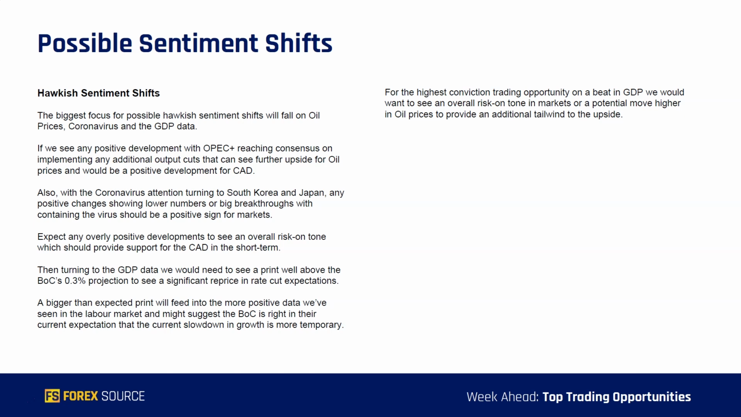Then also turning to the GDP data, we would need to see a print well above the BOC's 0.3% projection to see a significant repricing in rate cut expectations. Now, a bigger than expected print will feed into the more positive data we've seen in the labor market, and might suggest the BOC is right in their current expectations that the current slowdown they've seen in growth is maybe more temporary.